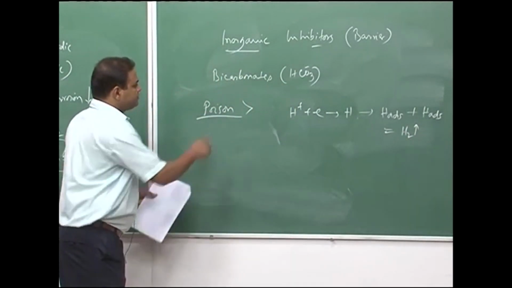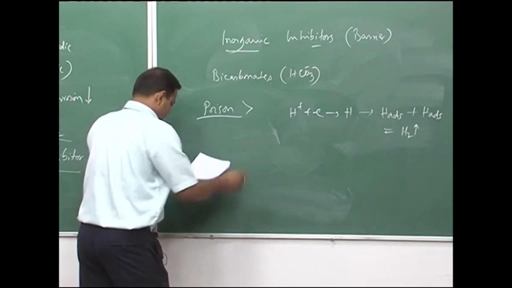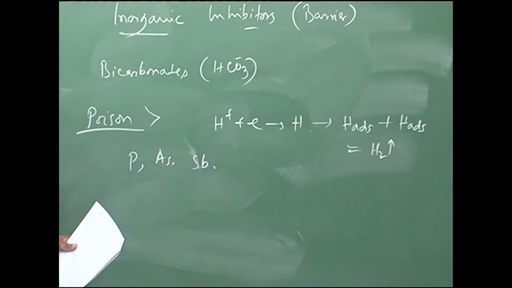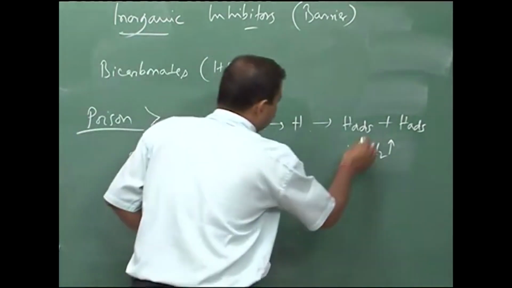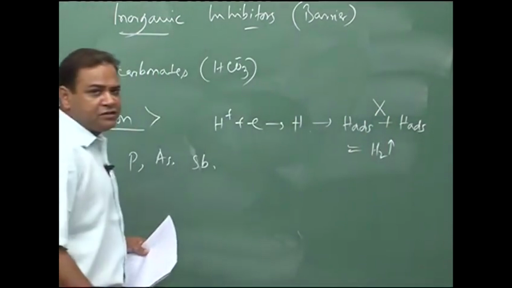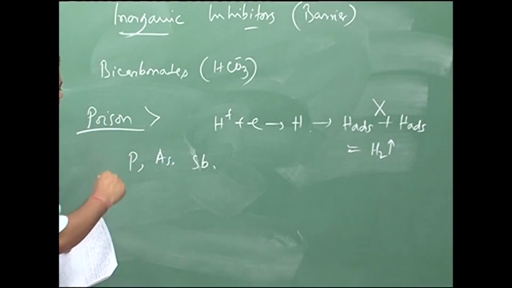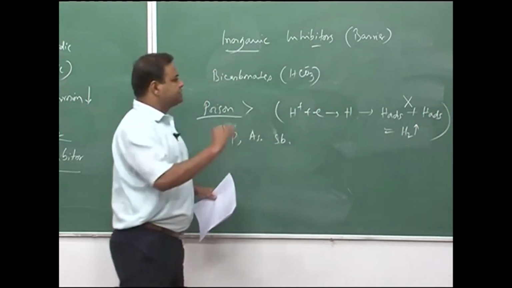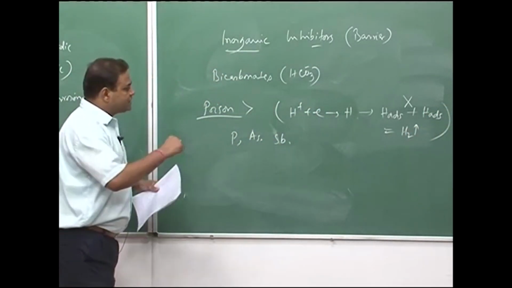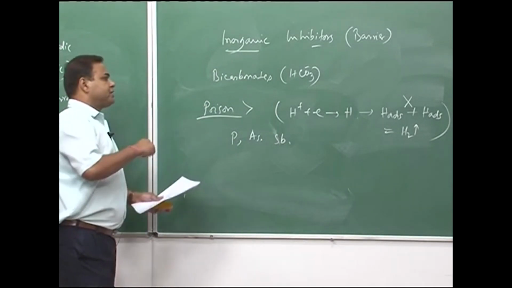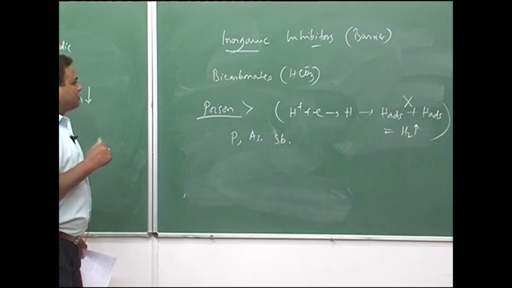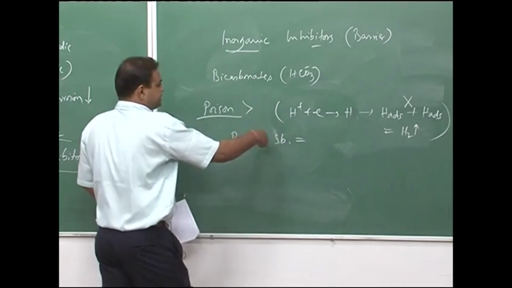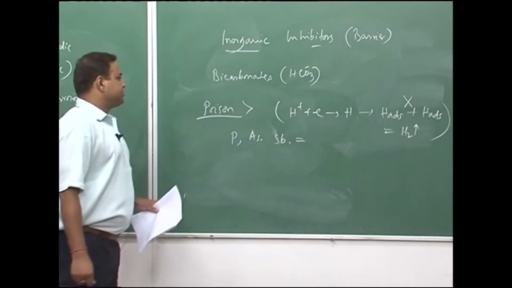But somehow these poisons are added, which are nothing but phosphorus, arsenic, and antimony. Those are the poisons which actually prevent this combination reaction. If the combination reaction is prevented, the reaction is incomplete, so the cathodic reaction is not happening. Then the corrosion rate would of course be very low, so corrosion resistance would also increase. These are poisons which take care of this hydrogen combination reaction.